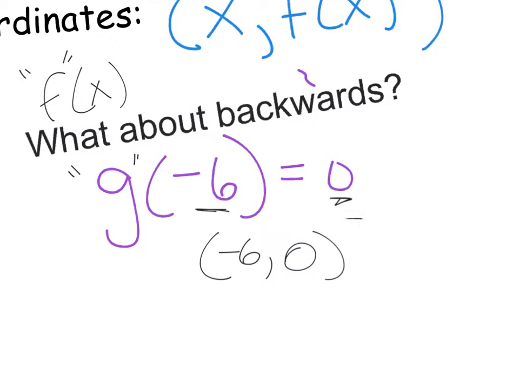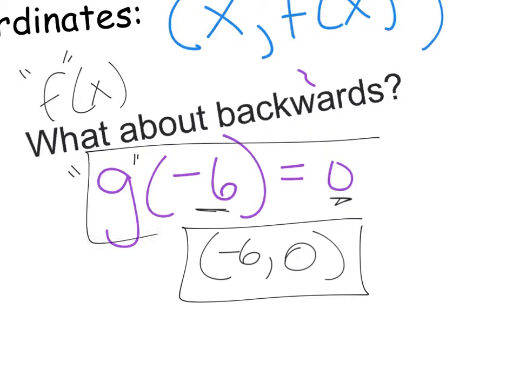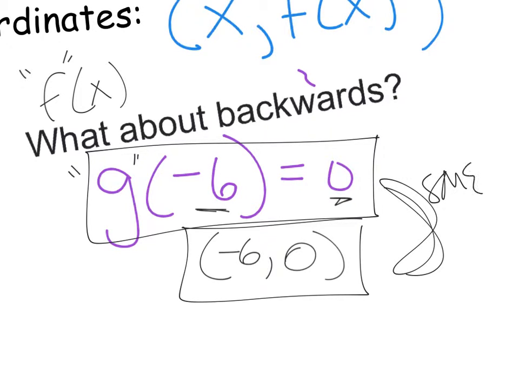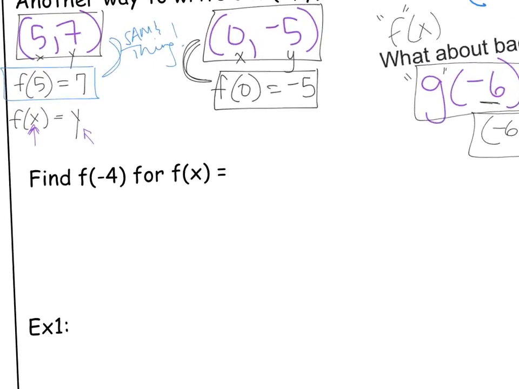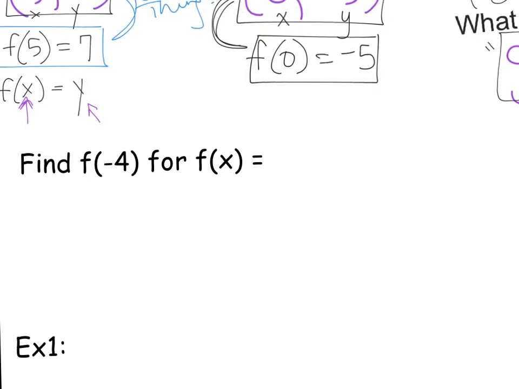So these two, -6, 0, and this function form, these mean the same thing. Okay, so let's try one. Let's see here. Find f of -4 for f of x equal to -x minus 7.